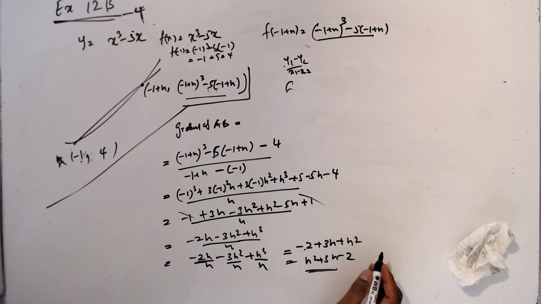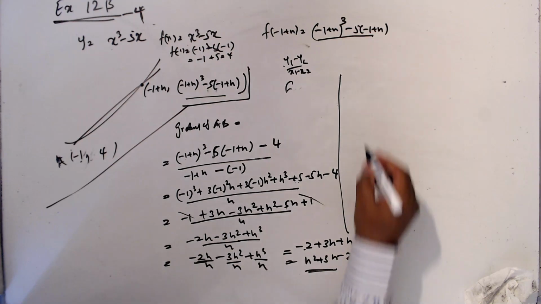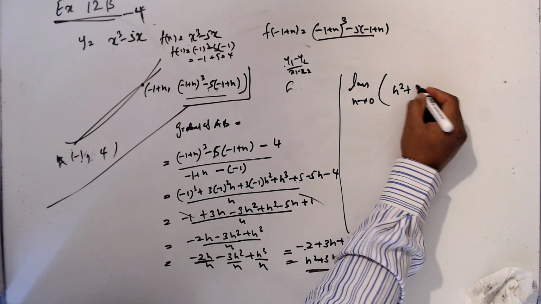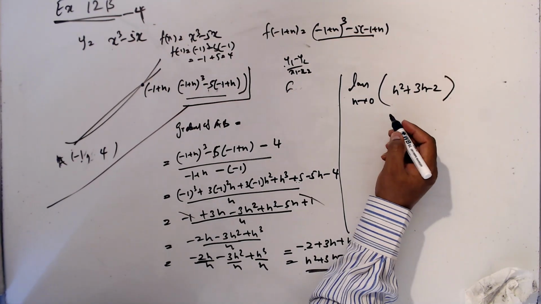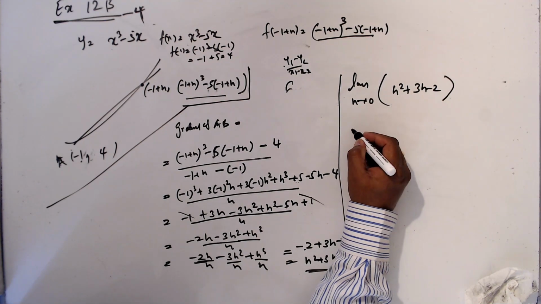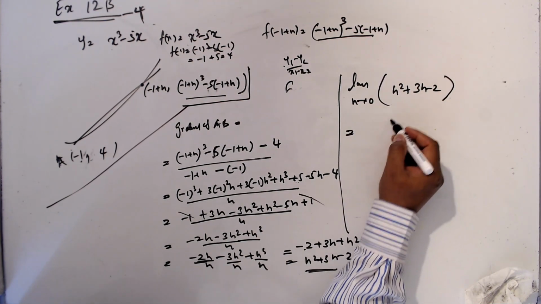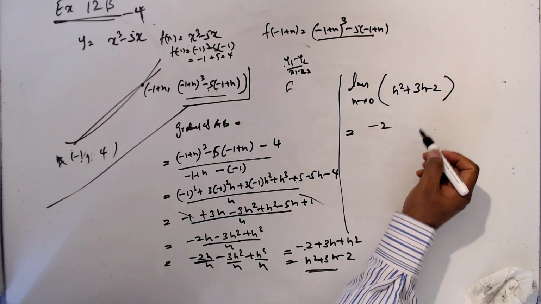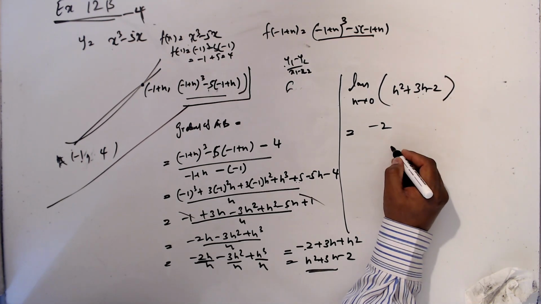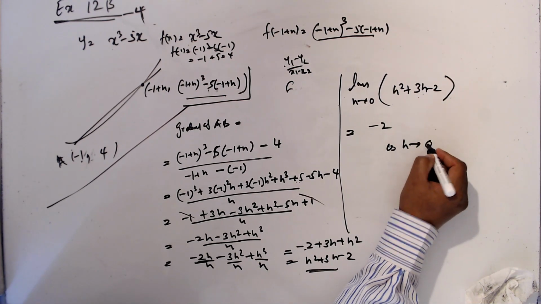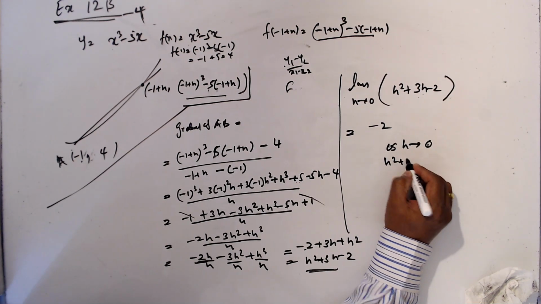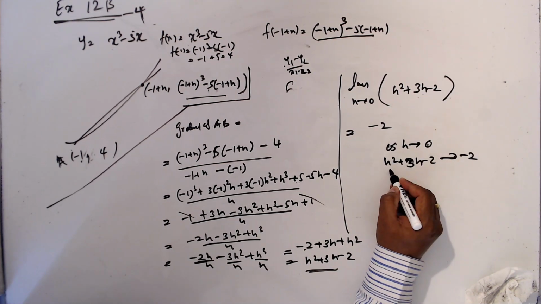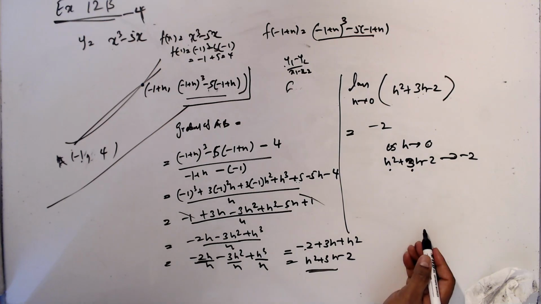I just rearranged. Now we want to deduce the limit as h goes to 0 of h square plus 3h minus 2. So this is equal to minus 2. When h equals 0, this is minus 2. So we write: as h goes to 0, h square plus 3h minus 2 goes to minus 2. This becomes 0, this becomes 0, the only remainder is minus 2.